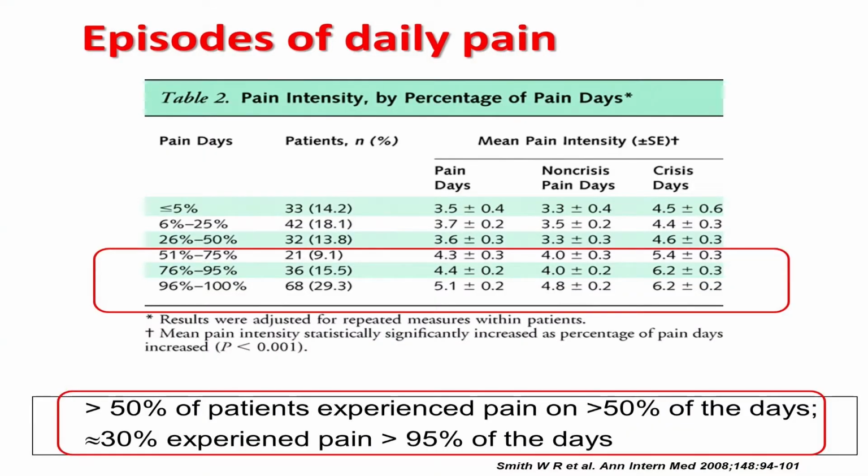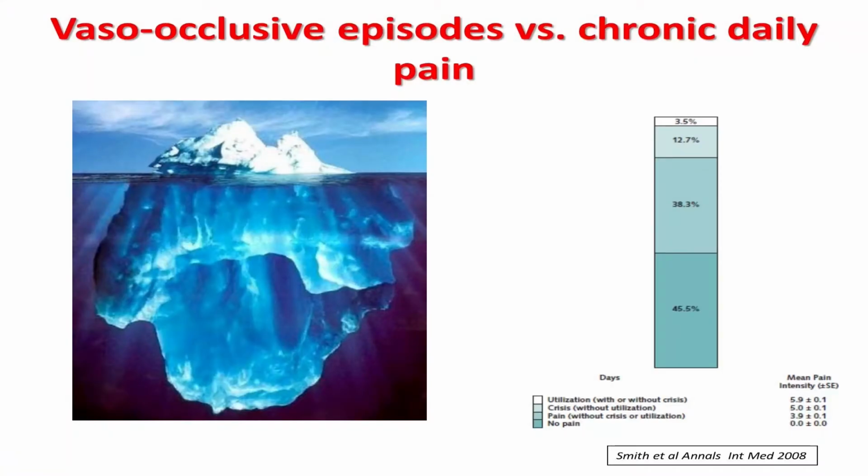And this was also shown by epidemiologic studies showing that as patients get older, chronic or daily pain goes higher in rate. So much so that more than 50% of the patients are in pain more than 50% of the days, and 1/3 of the patients have pain pretty much every day, more than 95% of the days. So it just shows chronic pain is very common, but also, when we see our patients for hospitalization or in the ED, we are just seeing the tip. Patients may be experiencing pain, but they may not be coming to the hospital.